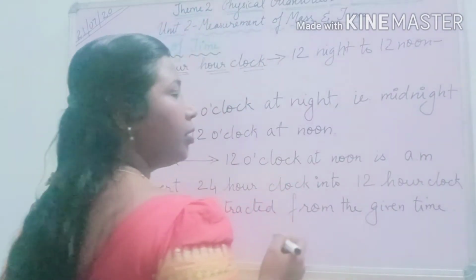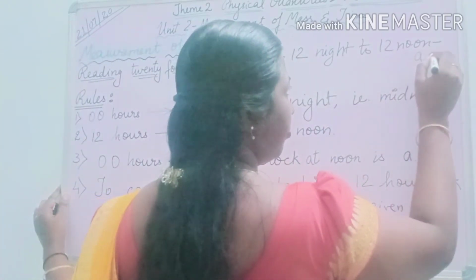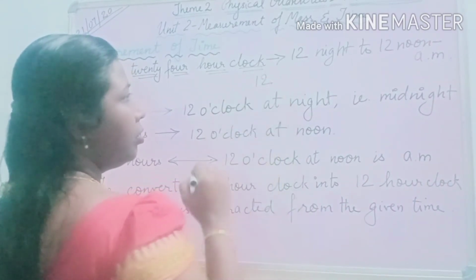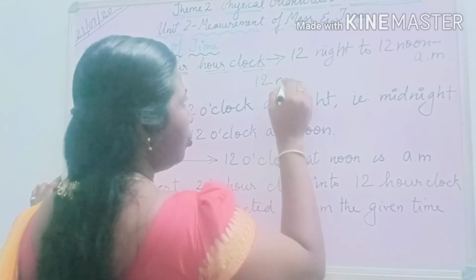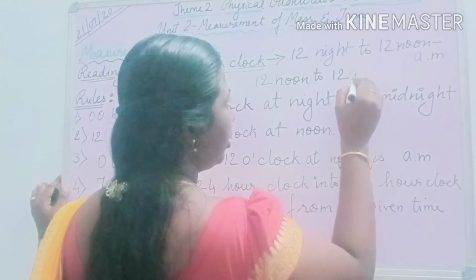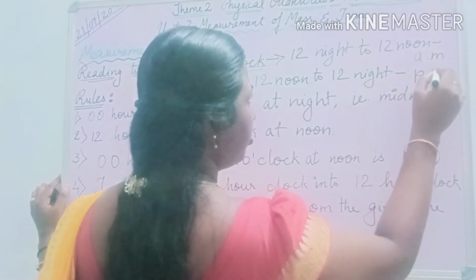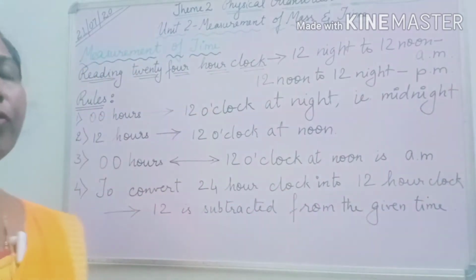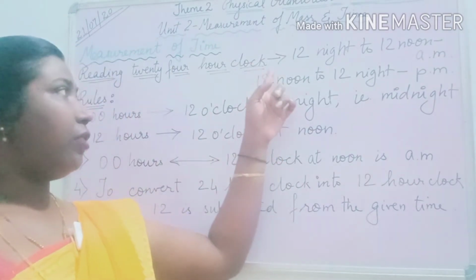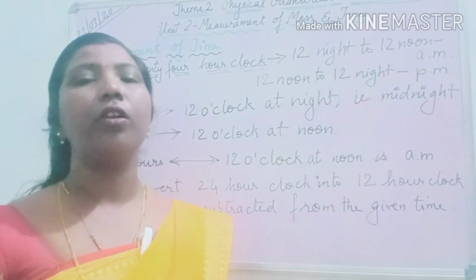That is named as the suffix AM is used. Then from 12 noon to 12 o'clock night, that is known as PM. This is of 12 because we are having a clock up to 12 readings. So 12 o'clock is... this AM and PM is used for that purpose.